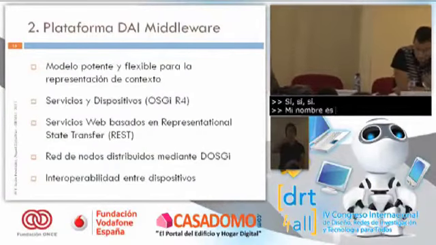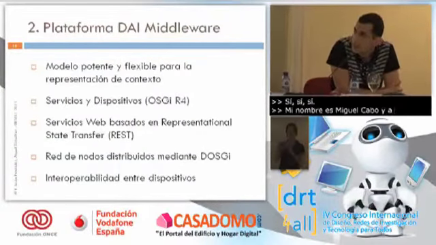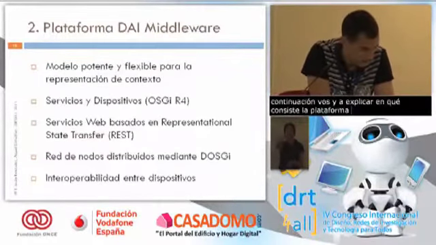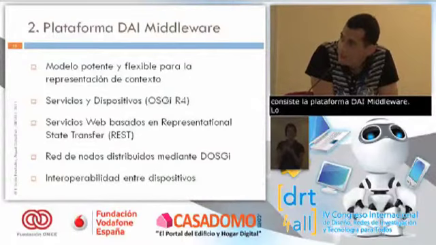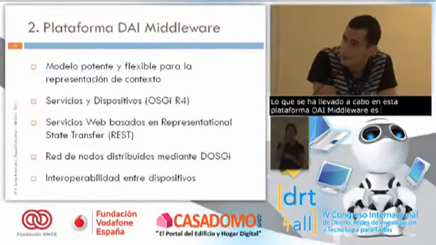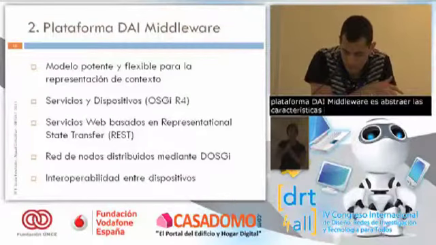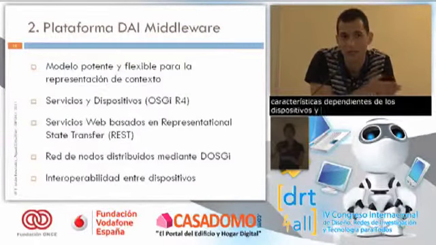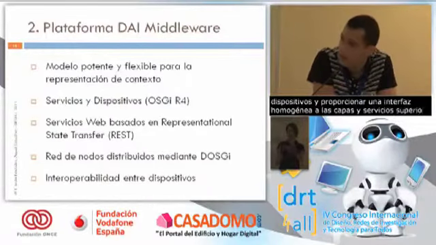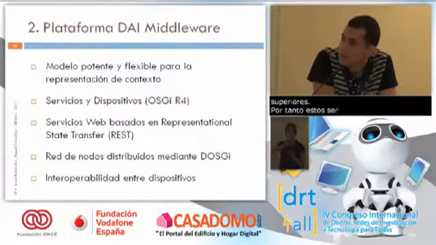My name is Miguel Cabo, and I will explain what the DAI middleware platform is about. Basically, what we do is take out the features and characteristics of the different devices and provide a homogeneous level to the upper layers.